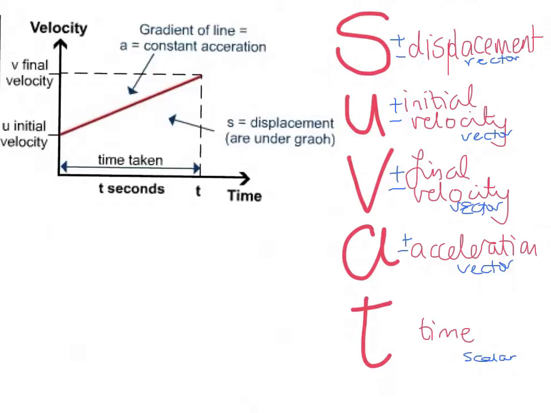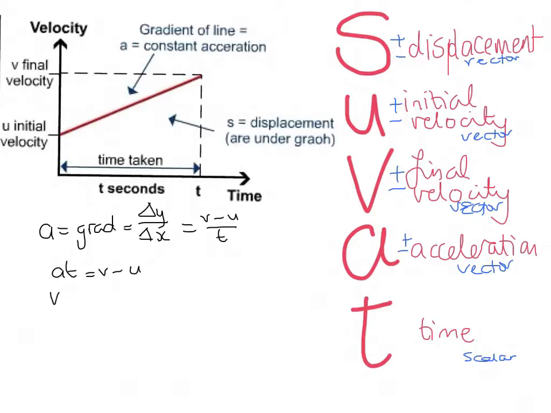Let's use the fact that acceleration is the gradient of the line, which means it's the change in y over the change in x. Now looking at our graph, we see that the change in y here is the final velocity minus the initial velocity, v minus u, and the dx, the change in x, is t. So that gives us the equation a equals v minus u over t. Multiplying both sides by t, and then adding u to both sides, we get v equals u plus at, and that's our first suvat equation.